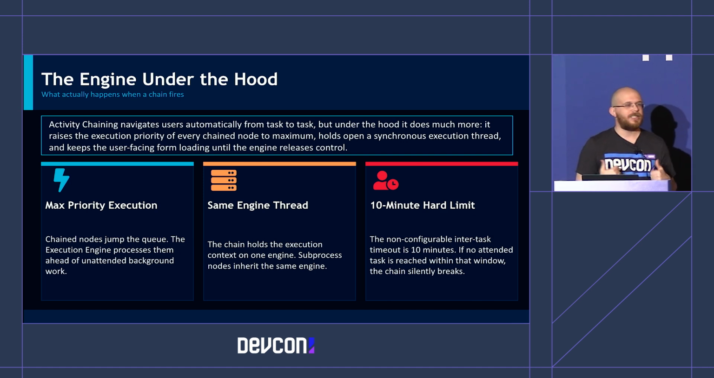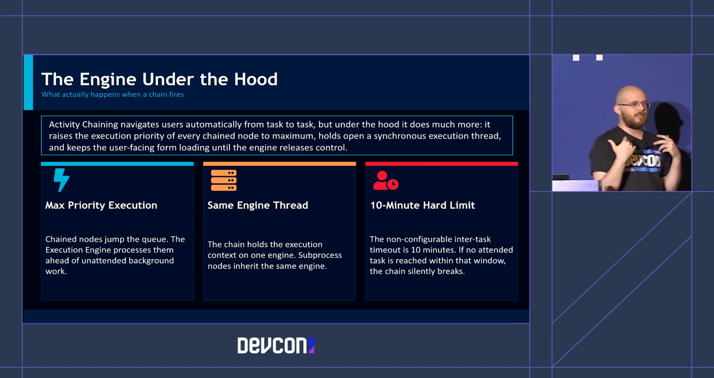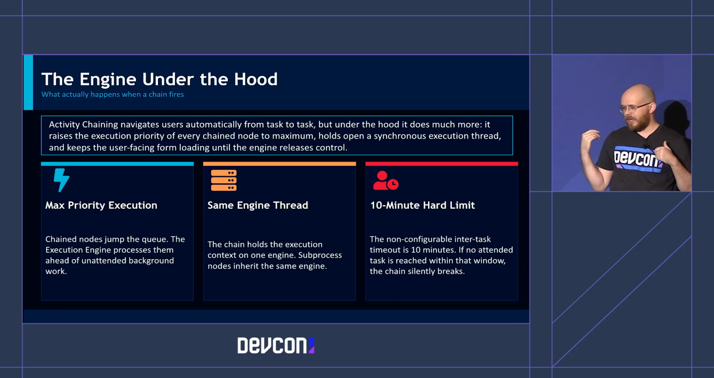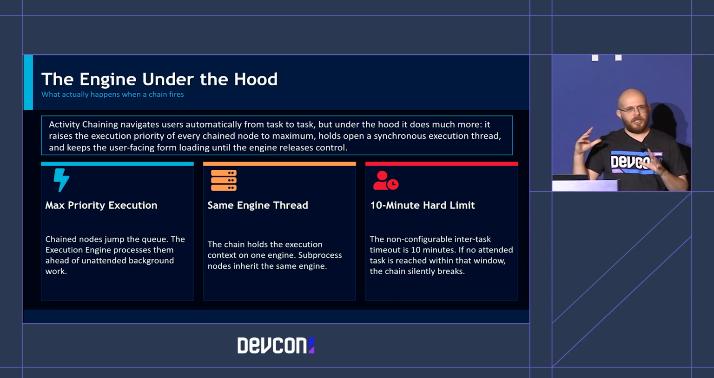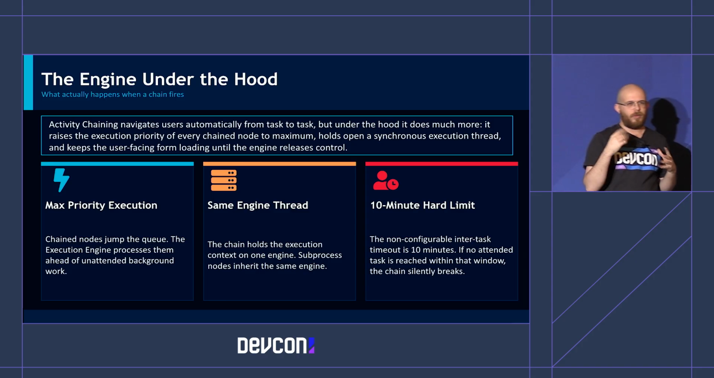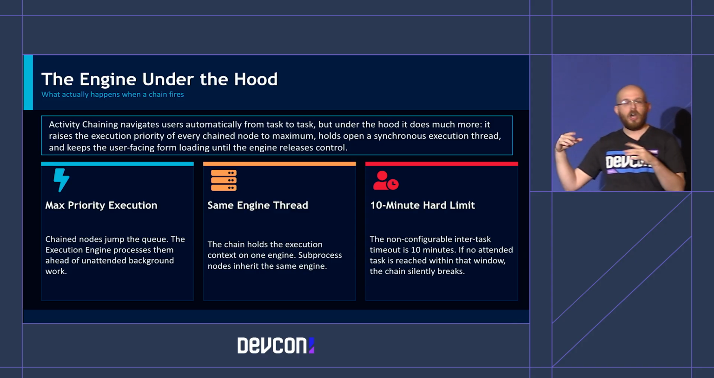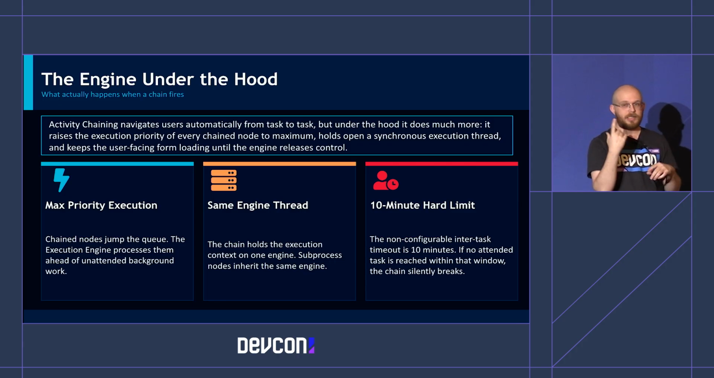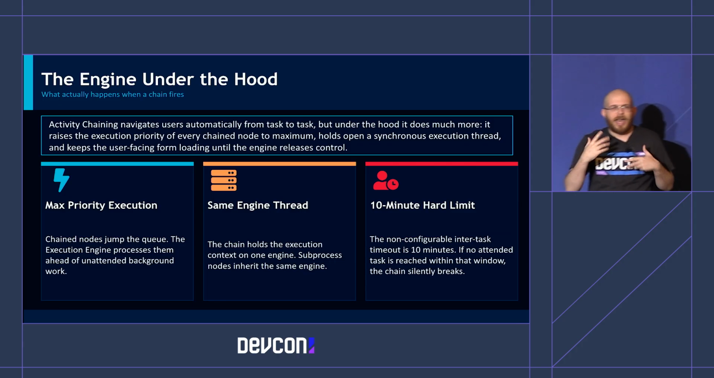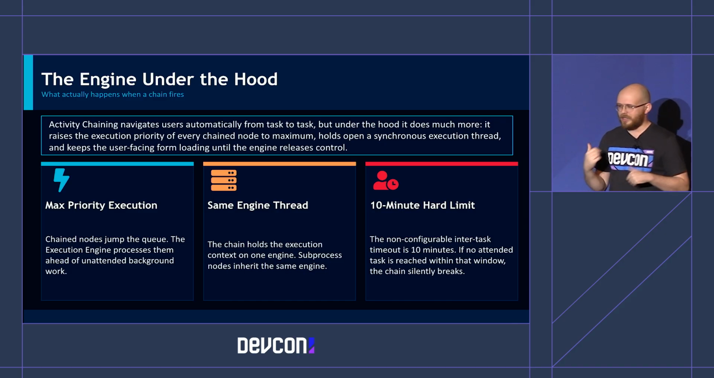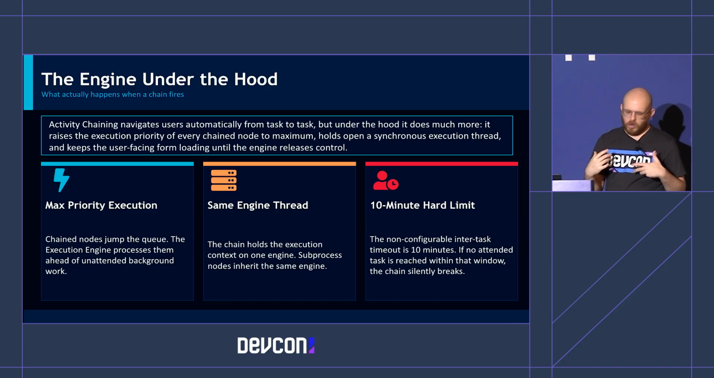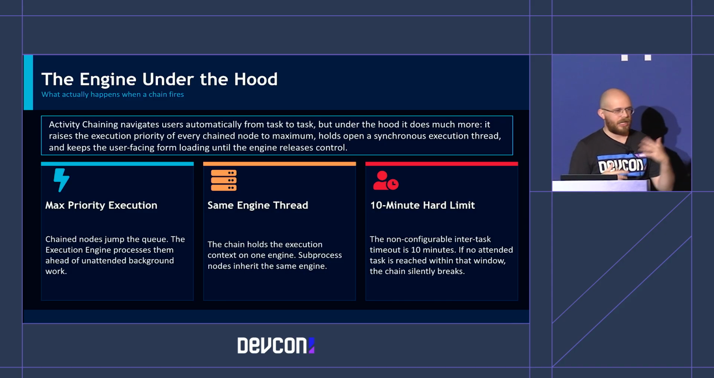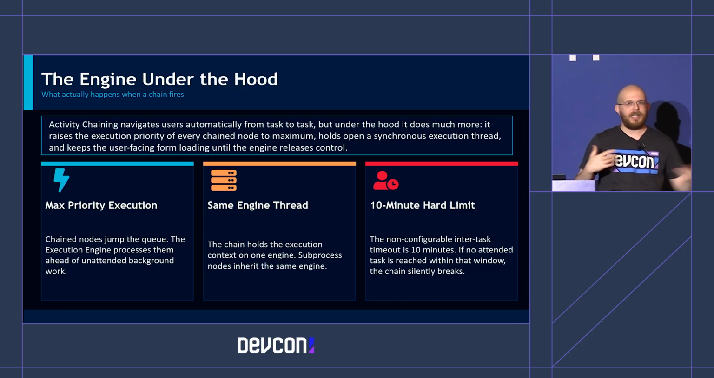Number two, the same engine thread. So we're talking about synchronous processes. All the execution context is maintained on the same thread, which is to say all of the variables, the information and the data are passed between each element on that chain and kept together in one singular thread, so they can be used together or displayed or acted upon. We'll talk about this a little bit more when we talk about subprocesses and synchronous versus asynchronous and how they relate to activity chaining.